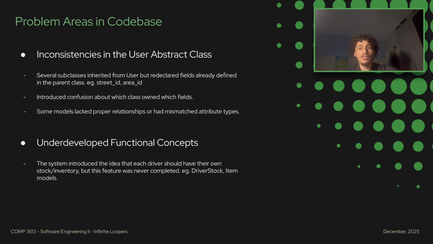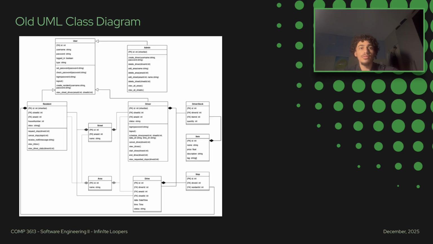And some other general things, like the redundancy of the notification system. We would have added a notification model, which would have changed how certain things and some certain controllers work. Another thing to talk about was that we did not further the concept of having a driver stock, which was a model in the old UML diagram. So we did not further that concept, and we kind of implemented as we went.